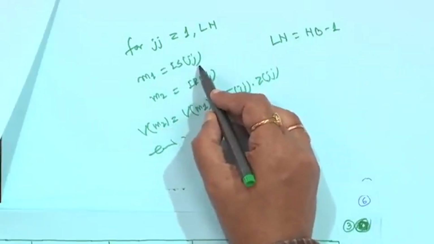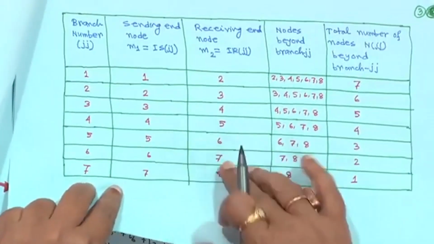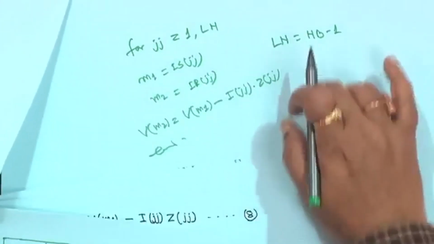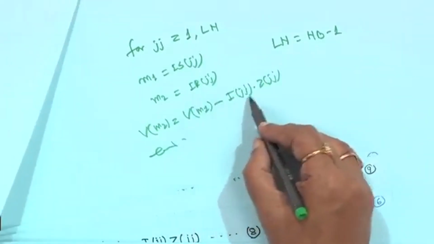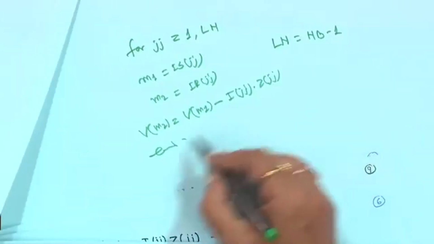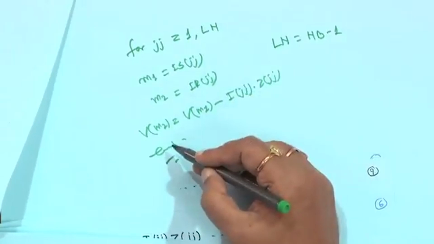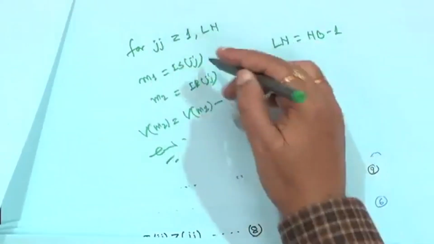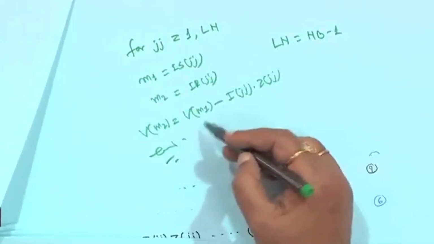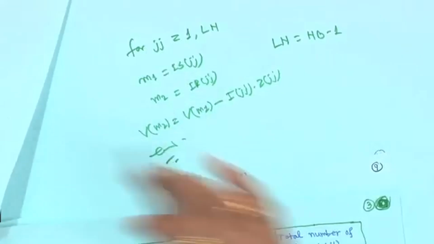is equal to the sending end node ISjj; automatically after reading this it will take it, as those who write code know. And M2 is equal to IRjj, then you write Vm2 is equal to Vm1 minus Ijj into Zjj, this is the end. So automatically all the receiving end voltages for each branch will be computed. This is only 4 or 5 lines if you write the code and read those data.